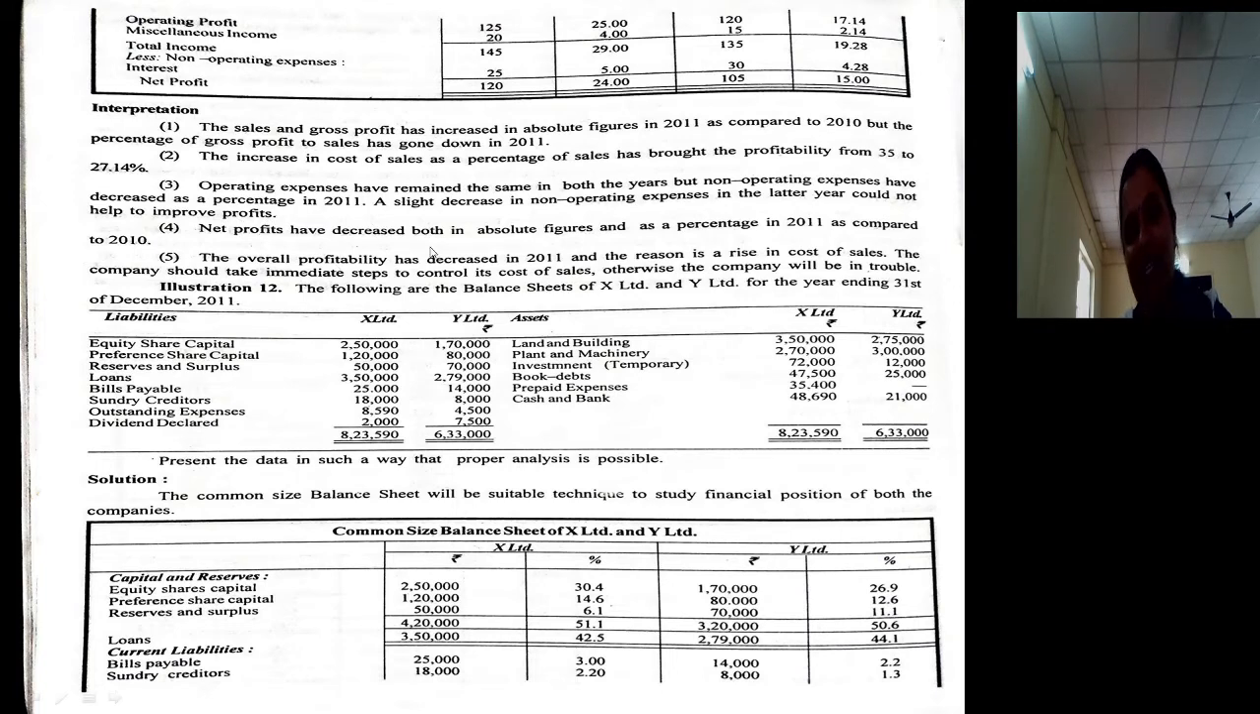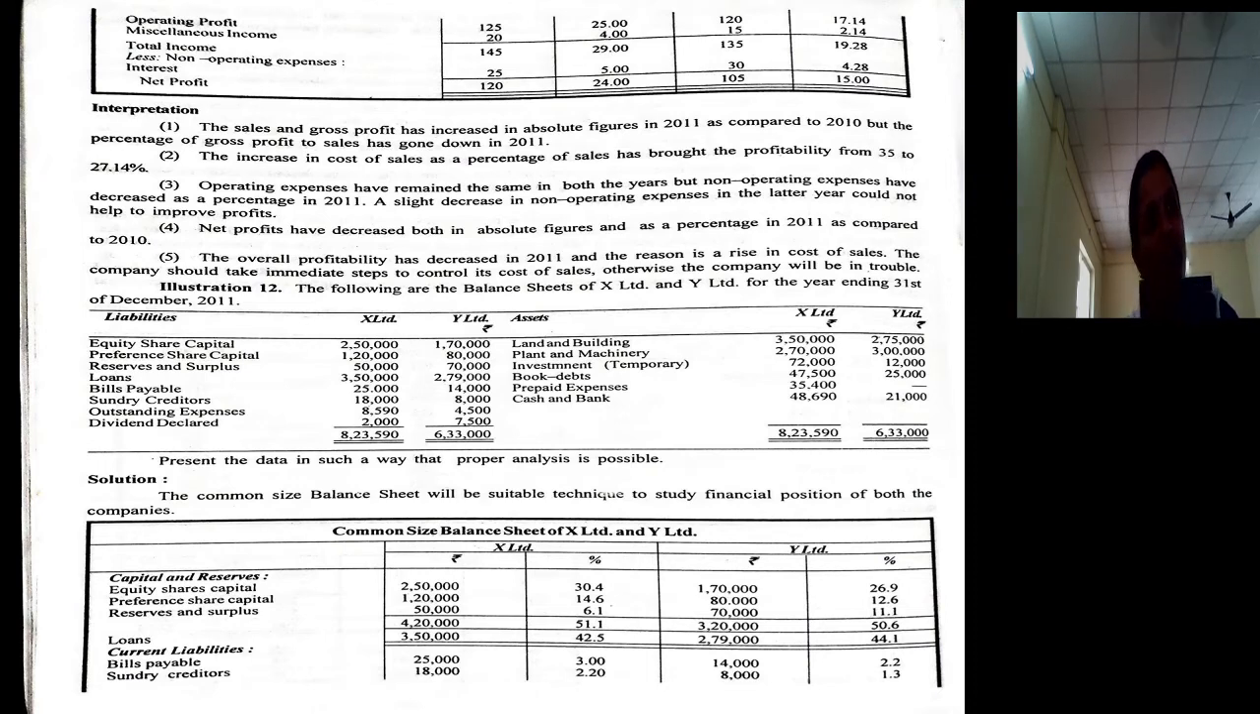Net profit has decreased during 2011 when compared to 2010. So the overall profit during 2011 is comparatively lesser than 2010. The reason is the increase in cost of sales when compared with 2010. So the organization should take steps to reduce cost of sales. So this is how to interpret. Try to understand how they are related.